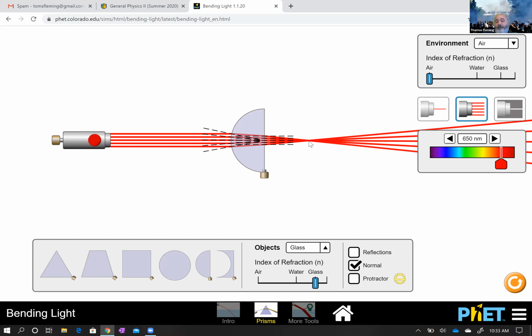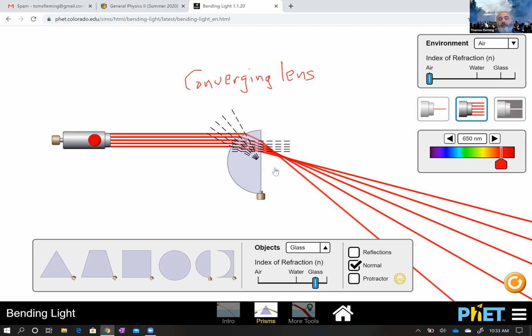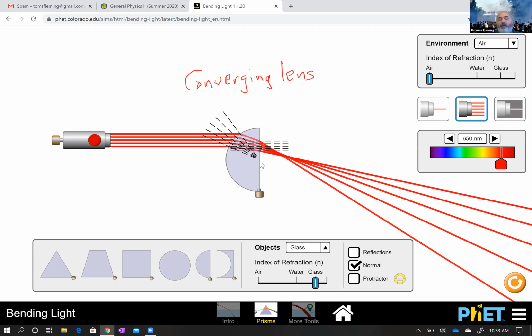This is a lens, right? Lenses can often cause light rays to converge. So this is specifically what we're going to call a converging lens, because as the light strikes my converging lens, it tends to cause my light to converge to a single location.